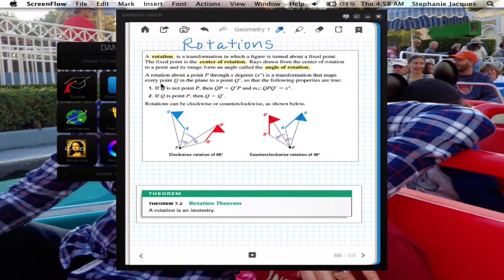This morning in geometry you are going to be learning about rotations. We talked a little bit about that before when we just did an overview of all the transformations. So a rotation is a transformation in which a figure is turned about a fixed point. The fixed point is the center of rotation. So if we're looking right here, that P is the center of rotation.